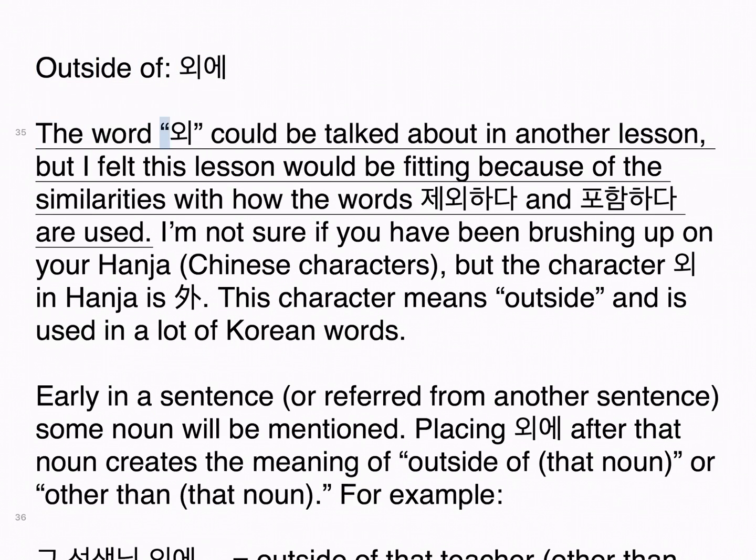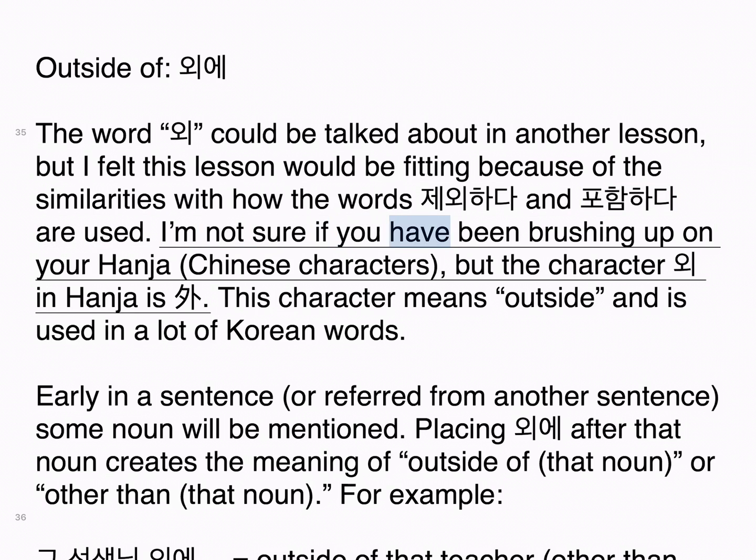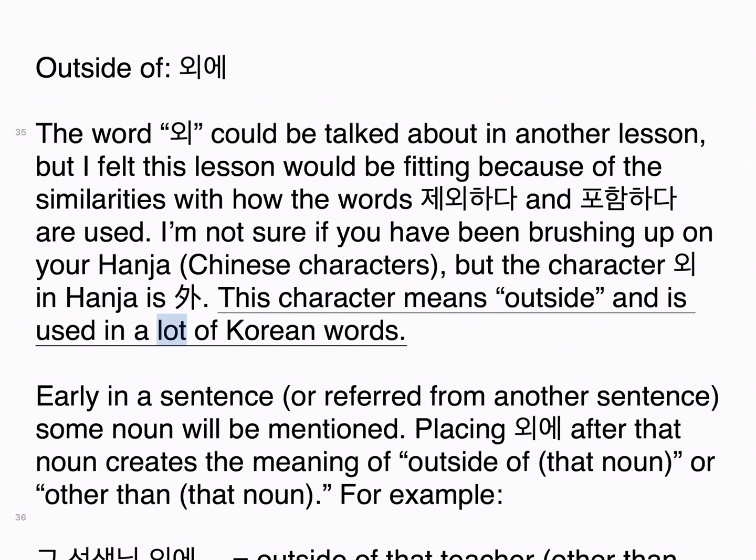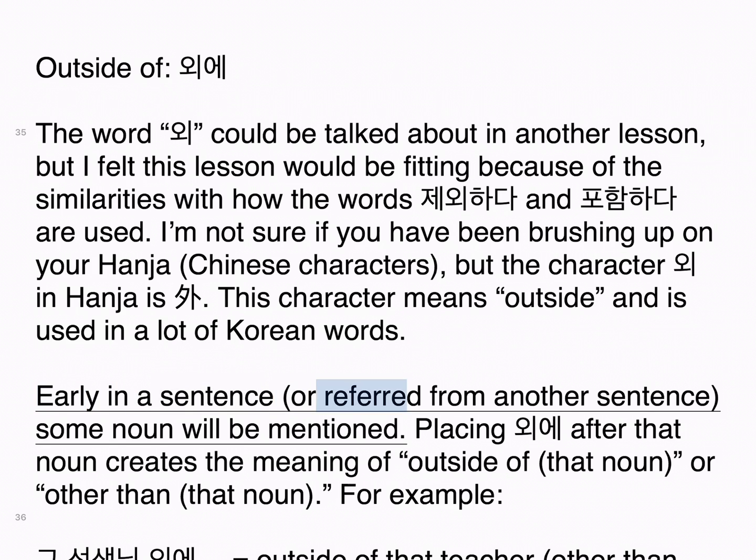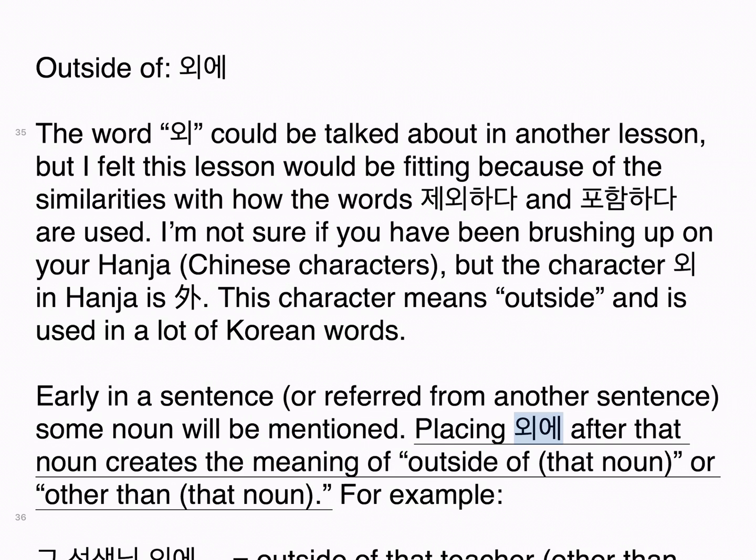The word 외 could be talked about in another lesson, but I felt this lesson would be fitting because of the similarities with how the words 제외하다 and 포함하다 are used. I'm not sure if you have been brushing up on your Hanja, Chinese characters, but the character 外 in Hanja means outside and is used in a lot of Korean words. Early in a sentence, or referred from another sentence, some noun will be mentioned. Placing 외 after that noun creates the meaning of outside of that noun, or other than that noun.